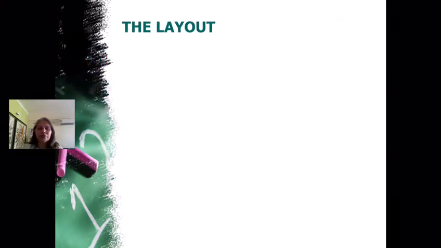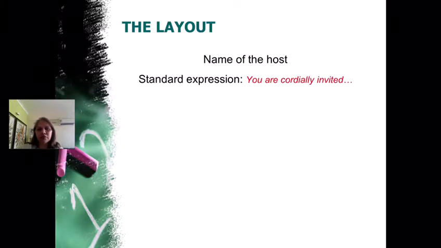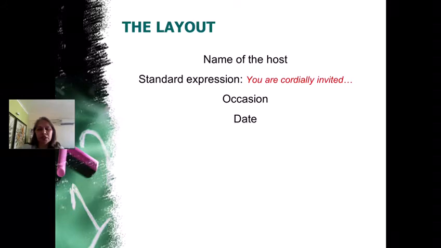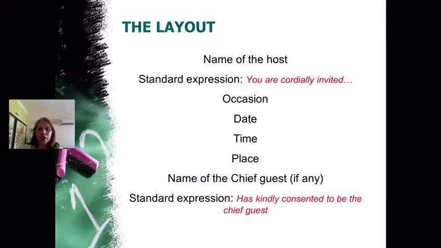Now the layout of the formal invitation is going to be something like this. Name of the host on the top, with a standard expression, "You are cordially invited," or "Mr. and Mrs. So-and-so cordially invite you for the occasion." This will be in bold letters with a different font. Then date, time, place and name of the chief guest if there is any, again with the standard expression, "has kindly consented to be the chief guest."